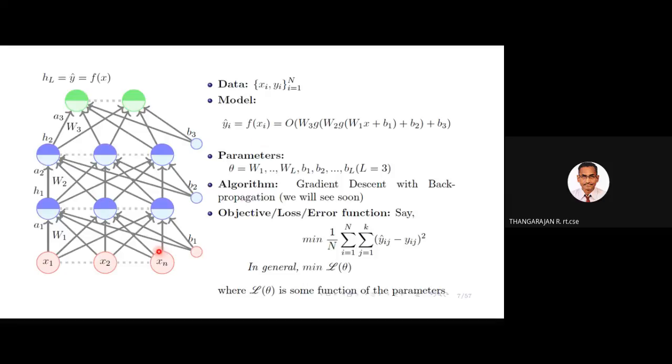Hereafter we refer to theta as the parameters. In this case, the parameters are W1, W2, W3. The weights connecting the different layers are parameters, so the weight matrices at different layers, and the weights of the bias, are also parameters. So our parameters are W3, W2, W1, and B1, B2, B3. In general, W1 to WL and B1 to BL are the parameters, represented as a set called theta.